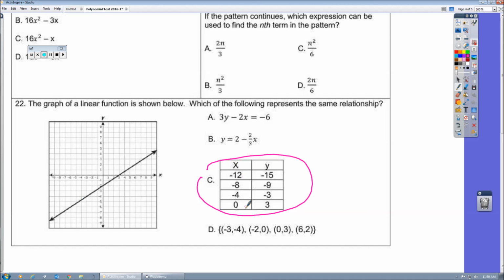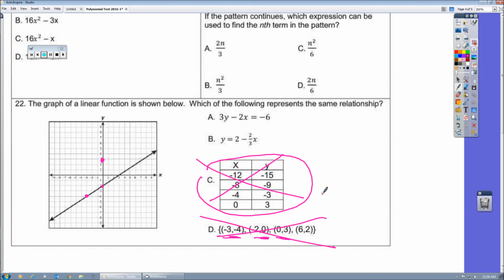So let's plot 0, 3. Go over 0 and up 3. Did I hit the line? No. Let's look at letter D here. Let's plot -3, -4, 1, 2, 3, 4. Yep, there's one. Let's try -2, 0. Yes. Let's try 0, 3. Over 0, up 3. Did I hit the line? Nope.